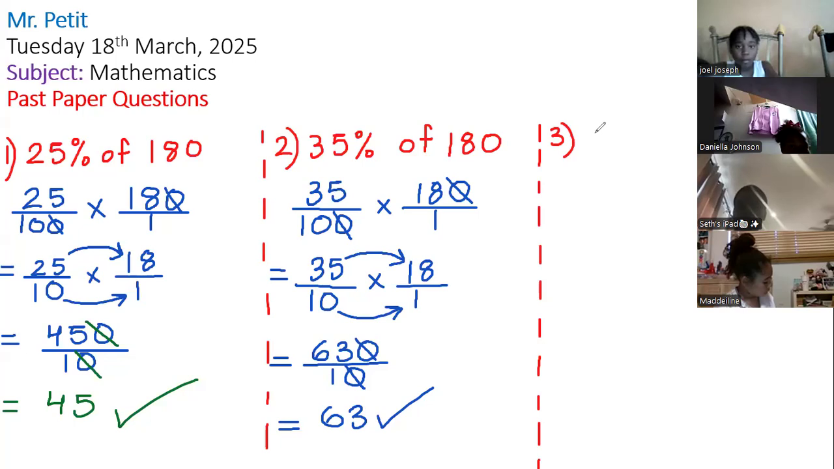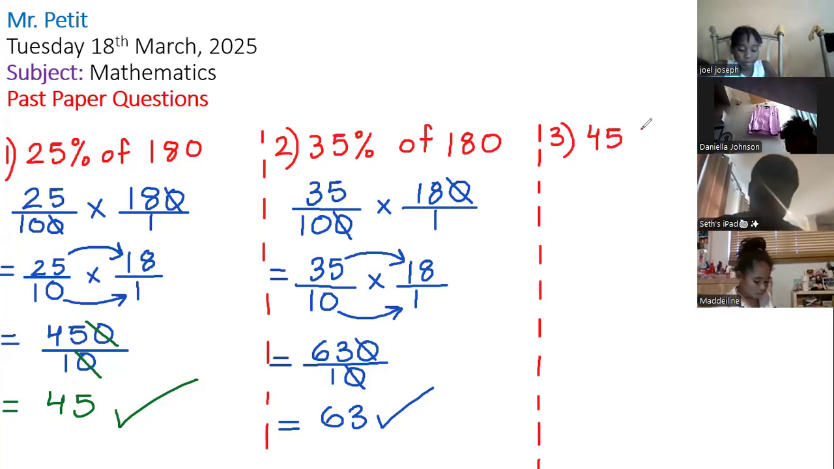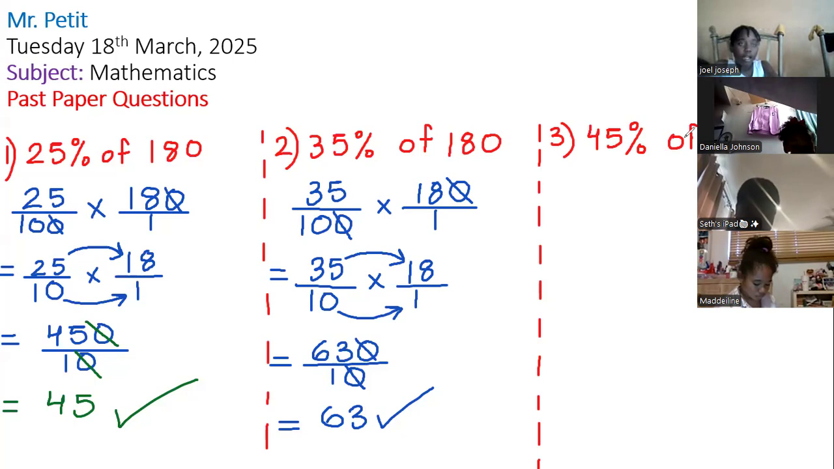So let's do another one. We had 25%, 35%. Let's do 45%. Do this on your own, please. Again, 45% of 180. You're gonna do this on your own. 45% of 180.